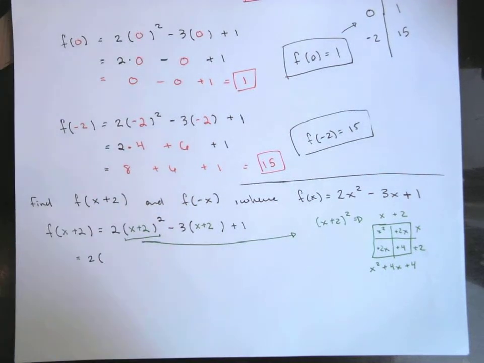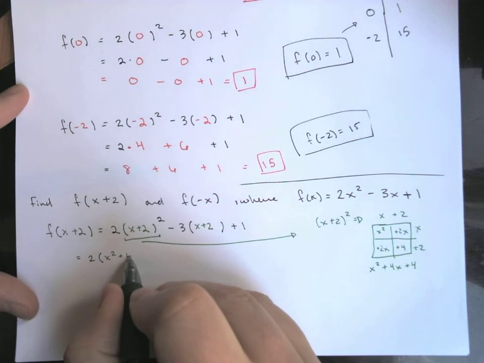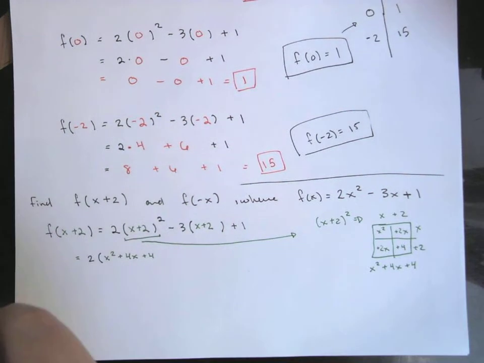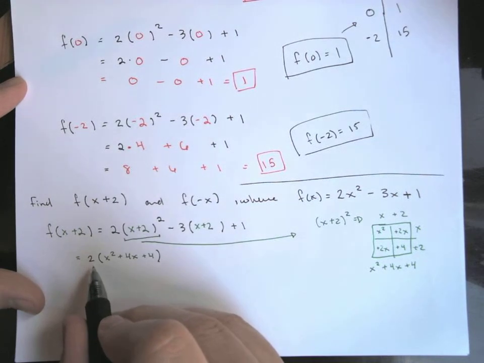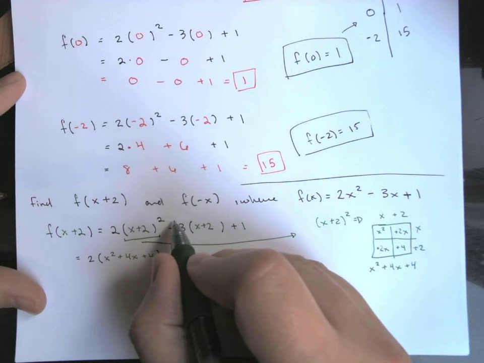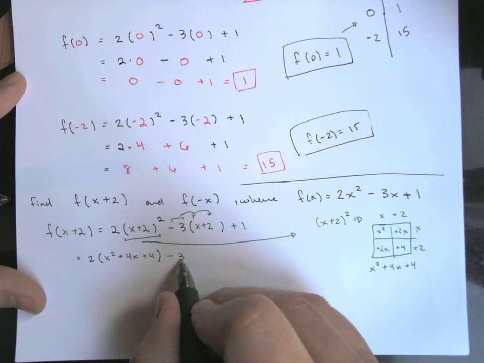Times 2, all that stuff in the parentheses, x squared plus 4x plus 4. So again, we just have this times the 2 on the outside. We're not going to do that yet. We'll do that as a second step in a minute. The next thing we're going to do is distribute. So this is minus 3 times x is minus 3x.